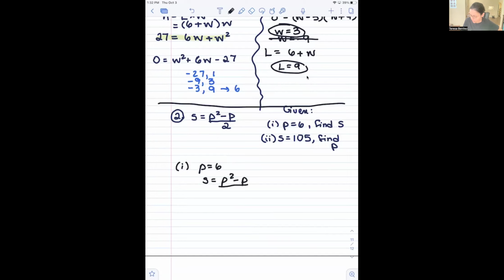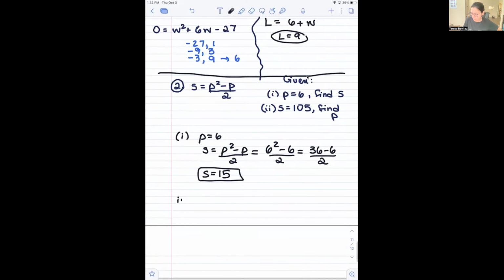P squared minus P divided by 2. We have 6 squared minus 6 divided by 2. 36 minus 6 divided by 2. And this is 30 divided by 2, equal to 15. So if we have 6 people, we have 15 unique handshakes.